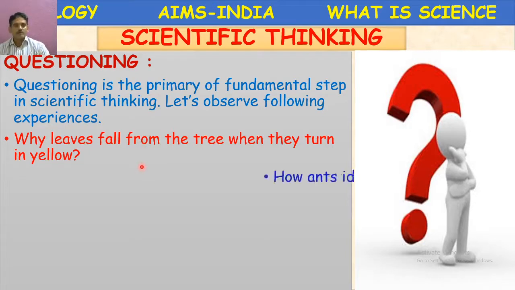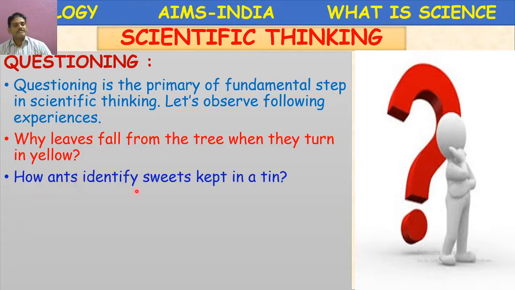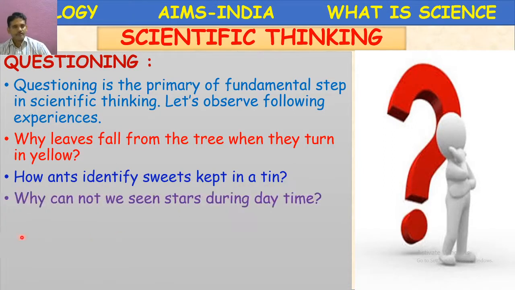You have to observe. How do ants identify sweets kept in a tin? In a tin or a jar, if your mother kept some sweet or sugar and closed the jar tightly with a lid, still the ants will enter inside. How? You have to think. Why can we not see stars during daytime? Generally we see the stars in the sky during night time. Why can't we see them during daytime? There is some scientific reason behind it. What is that? Think.